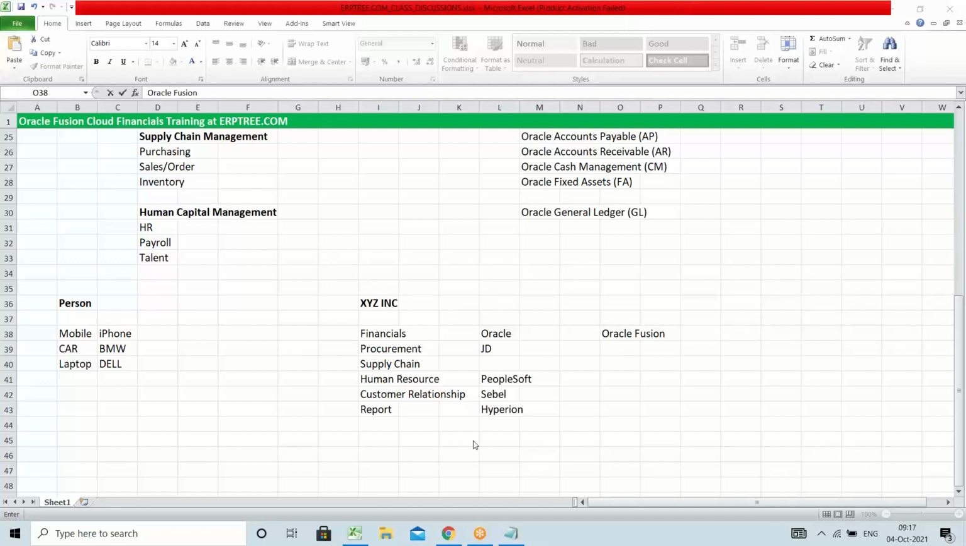Okay, they picked CRM solution from Siebel. They took reporting and budgeting solution from Hyperion. Now, for example, one person picked a mobile from iPhone, a car from BMW, a laptop from Dell. That means he's going to enjoy all those products. If they pick everything from Dell only, the products may not be up to the mark. So which is the best from which brand? Accordingly, one person is picking.